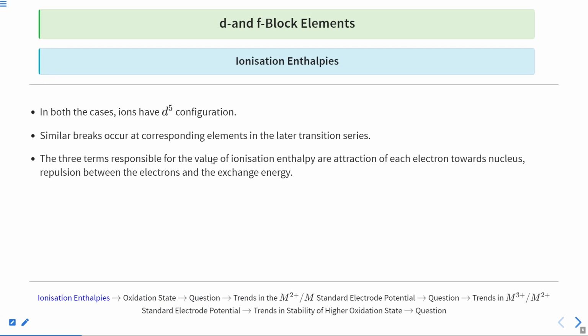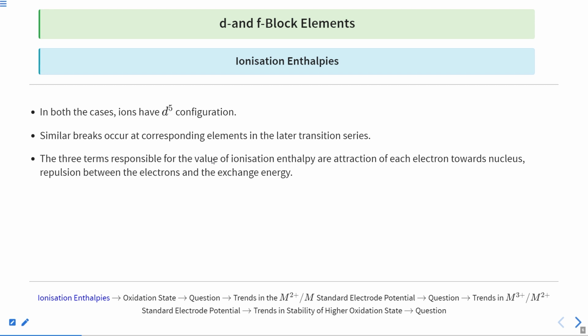Now, why is it so? For that, you have to look at the electronic configuration. If you look at the electronic configuration, you will find that both have d5 configuration. Okay, the Mn+ and the Fe2+ both have a d5 configuration. And due to the presence of the d5 configuration, it is difficult to remove the electron. Similar breaks occur at the corresponding elements in the later transition series also.